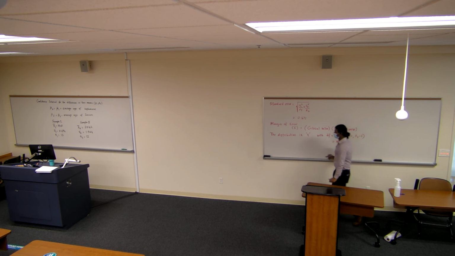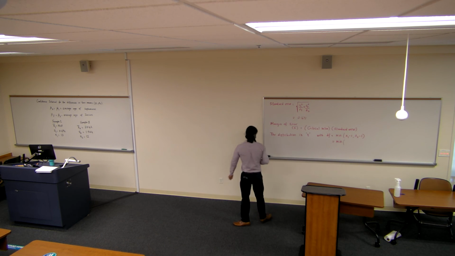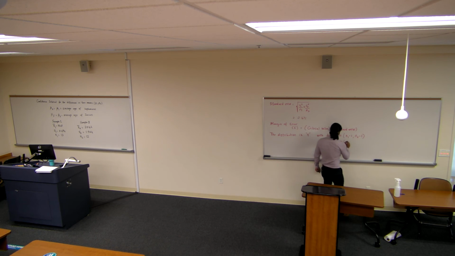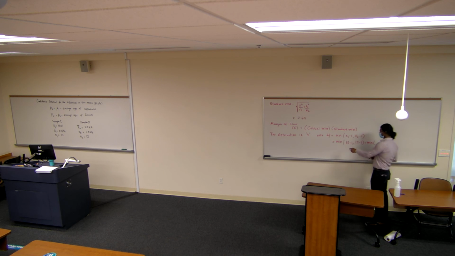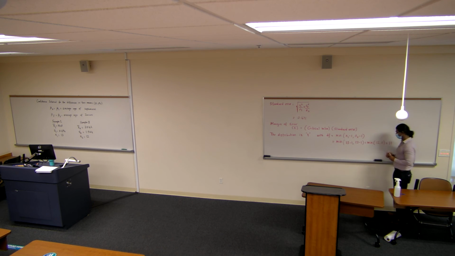So n1 in this case is 13, so 13 minus 1, 12, and 12 minus 1, which would be the minimum of 12 and 11, which is obviously 11. Good so far? Now, you should know this by now.